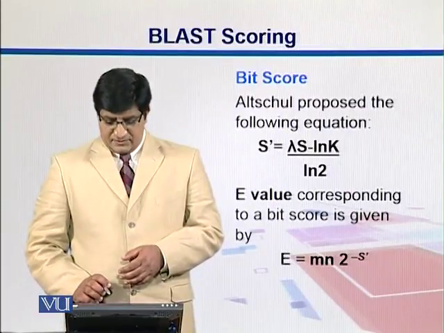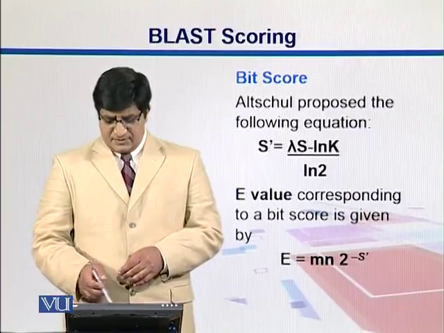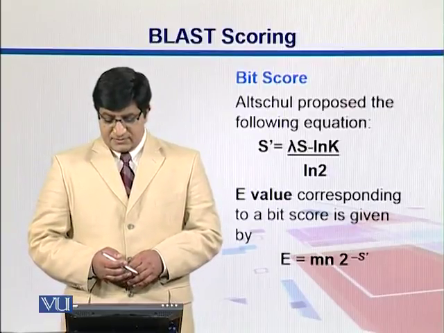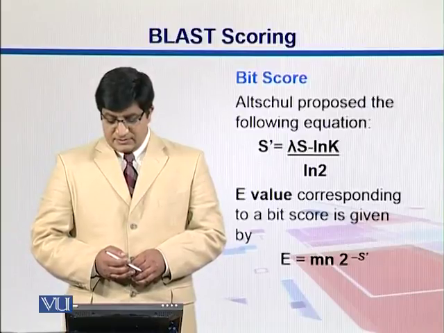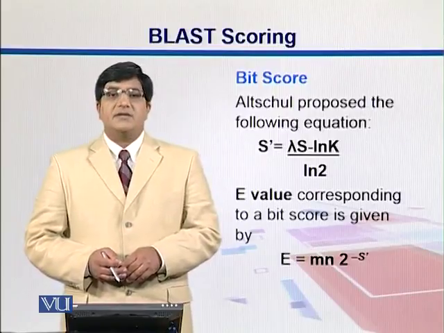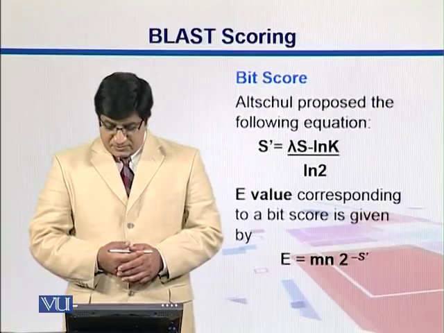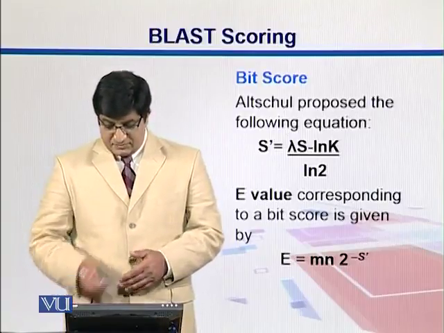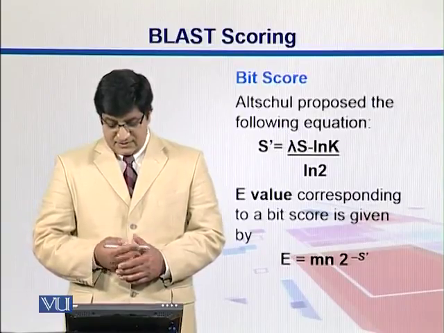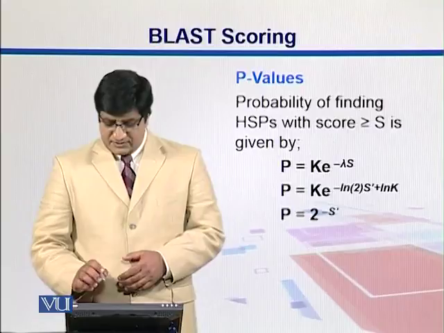For the bit score, the equation is S dash, which is given by lambda S minus ln K, over ln 2. In this way they are correlated with one another, where ln 2 incorporates the bit score. E-values corresponding to the bit score are correlated by this equation: E = mn times 2 raised to the power minus S dash. We know that 2 raised to the power minus S dash is your P.